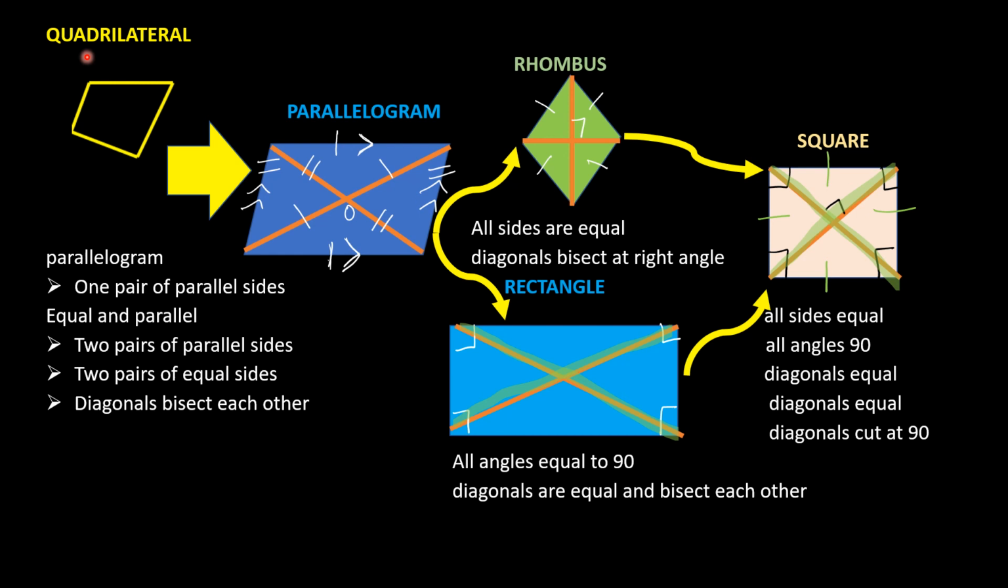First, you have to prove that a quadrilateral is a parallelogram. Then from the parallelogram, you have to prove it is a rhombus or rectangle. Then that rectangle or rhombus will be proved as a square after proving that all sides are equal and diagonals are equal, and diagonals bisect at right angles.